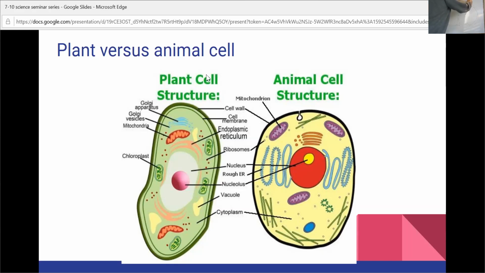We have a cell membrane. Now plants also have a cell membrane. If you ever ask the question, what is the difference between cell wall and cell membrane? That is the big one.